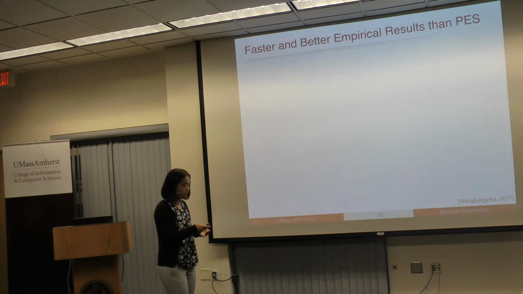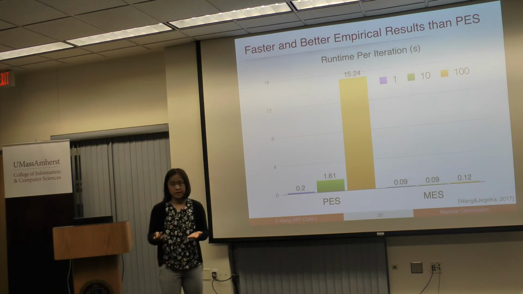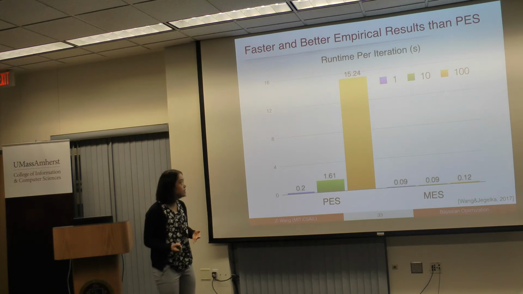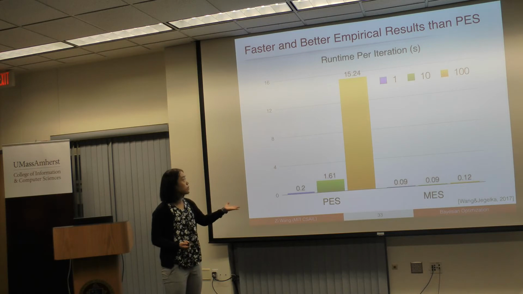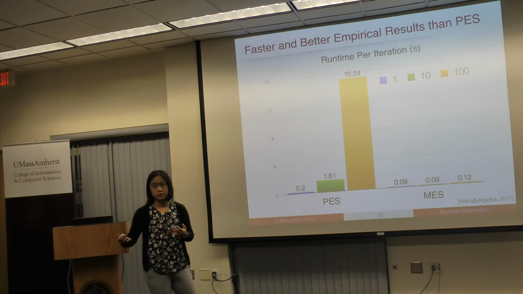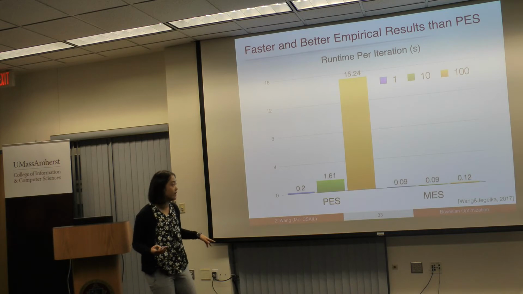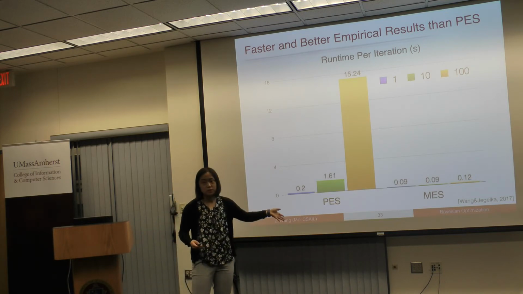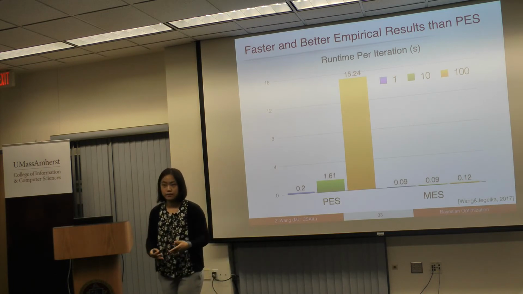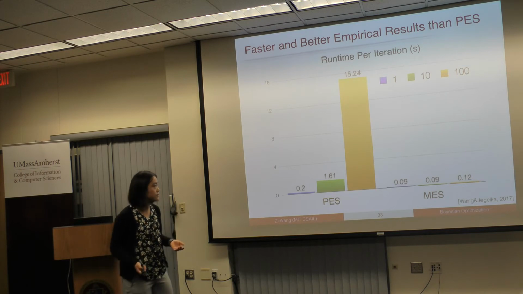So another benefit we're getting is, in fact, the runtime. So for PES approach, as the number of samples it's sampling grows larger, the runtime also grows larger, and in particular, sort of grows in a linear way. While for our MES approach, for different number of samples, the runtime for one iteration of the Bayesian optimization process sort of stayed the same.